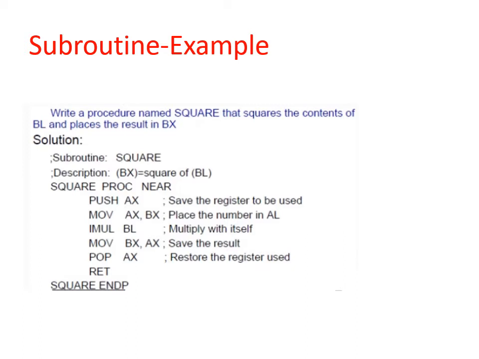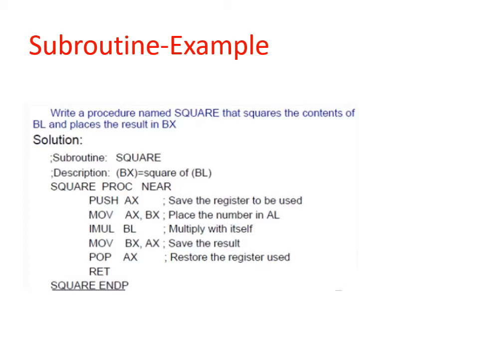So MOV BX, AX. AX is the result we got after the multiplication. That will be moved to BX. And if there was any data previously in the AX, that can be popped out now. So AX will have the previous value it had before it was used in this subroutine. Then we call the RET command. So the control will go back to the instruction right after that call command.